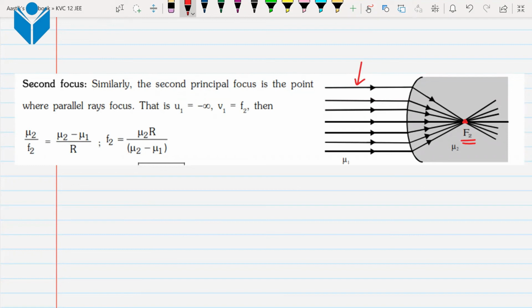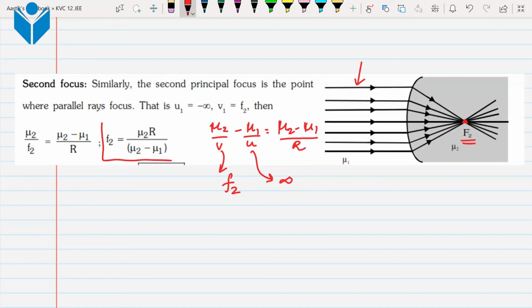So what I have done here in the actual formula of mu2 by v minus mu1 by u is equal to mu2 minus mu1 by r. That was the original formula. What I have done there is I have put u as infinity and I have put v as f2. Do we understand this? We get this formula for the second principal focus. The first principal focus was minus mu1r upon mu2 minus mu1. The second principal focus is mu2r upon mu2 minus mu1.